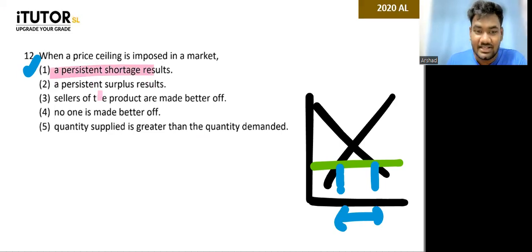Surplus, no. Sellers are better off, no. Price is low, so bad for the sellers. No one is made better off, no. Consumer is better off. Quantity supplied is greater, no. Quantity demanded is greater. Going to the next.